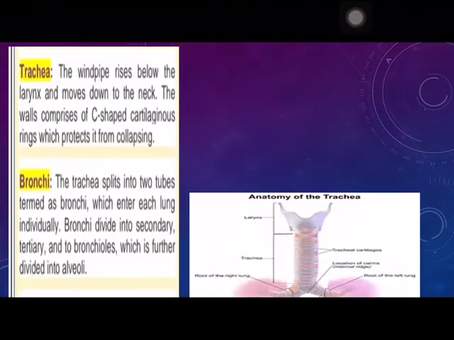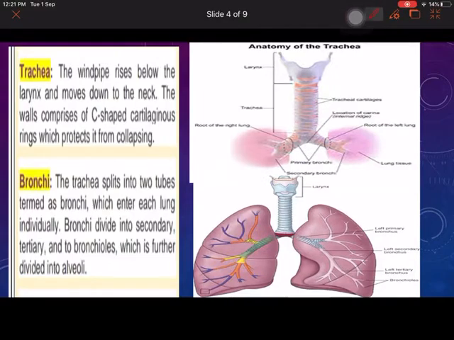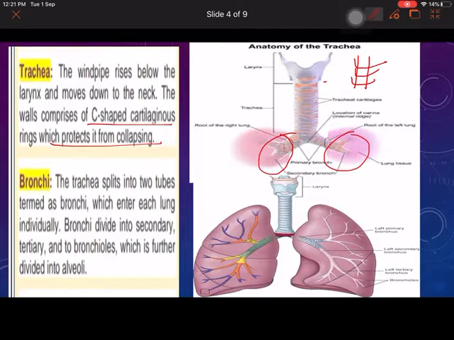Next are the trachea and bronchi. Firstly, the trachea is the tube connecting your upper part to the lungs. That tube has C-shaped cartilaginous structures which protect the windpipe from collapsing. When the trachea splits into two parts, they are known as bronchi. When the bronchi further split into other branches, they are known as secondary and tertiary bronchi and, at last, bronchioles. Lastly, the bronchioles end in puff-like structures known as alveoli, which we see in the next slide.